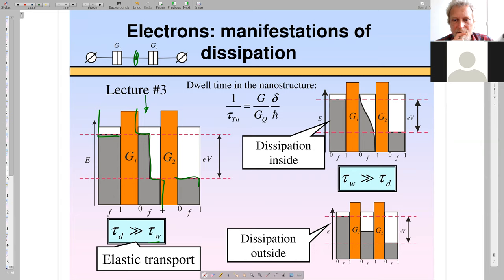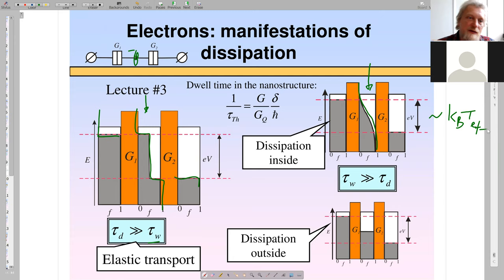What is another scenario? In this case, we will have a long structure. So electrons interact with each other while in the structure. So the dissipation time is shorter than the dwell time. What will happen is they would interact and they would assume some Fermi distribution. So instead of two steps, even at zero temperature of the environment, there will be a smooth function with a temperature, which is roughly defined by voltage, some effective temperature. It's when dissipation happens inside the structure.